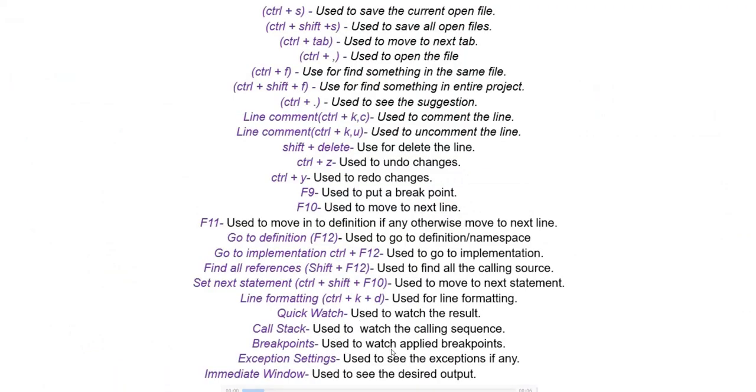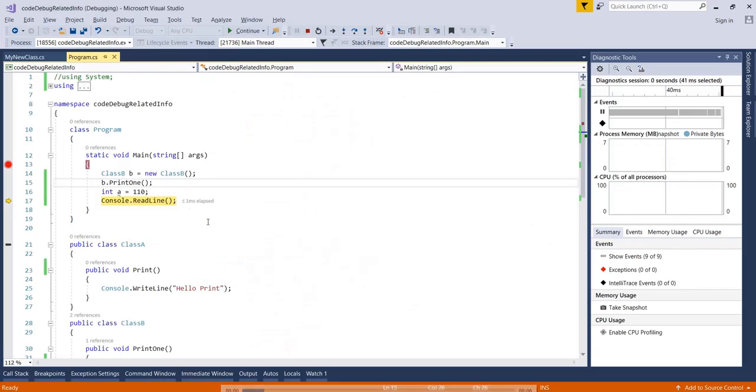Breakpoints are used to watch applied breakpoints. Okay, suppose we have one breakpoint, or two breakpoints, or three breakpoints. Suppose we have thousands of lines and we have applied 40 breakpoints. So how will we see where we have applied breakpoints, meaning how many breakpoints we have applied? And suppose out of those 40 breakpoints, I have to remove 10 breakpoints. So how will I search?